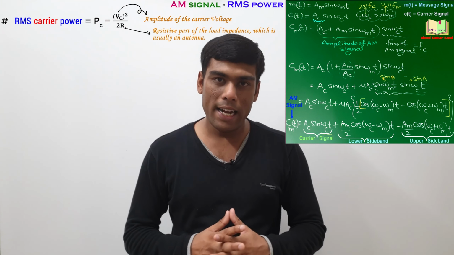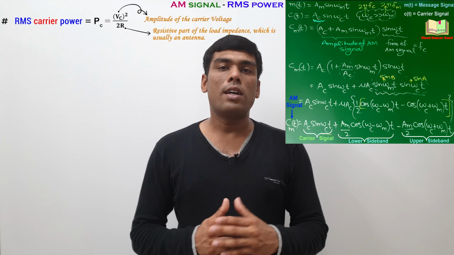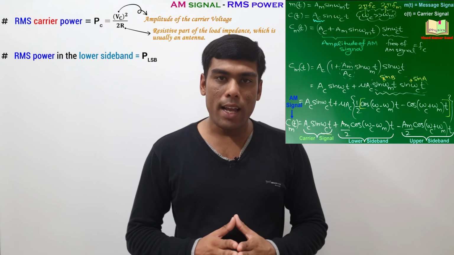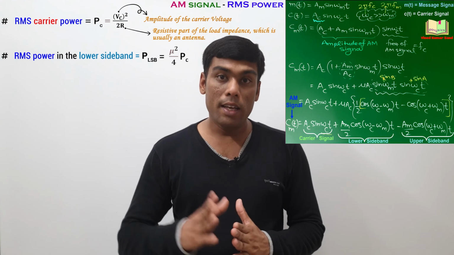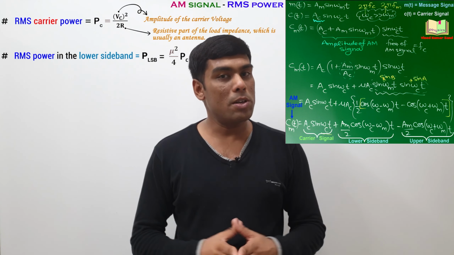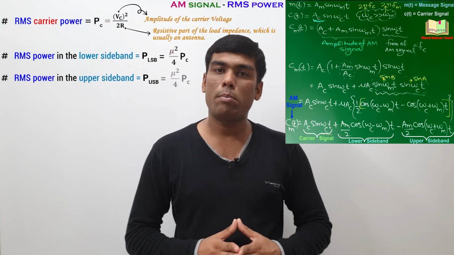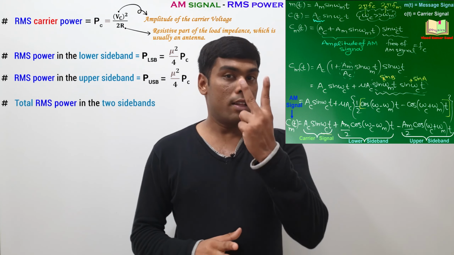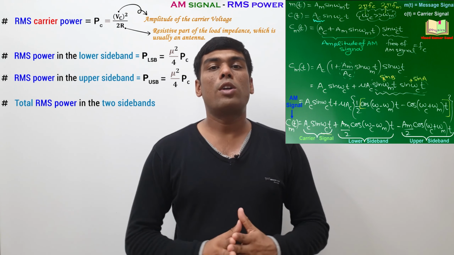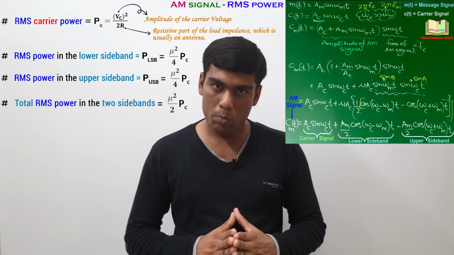usually which is antenna. Now the power in the lower sideband is equal to mu square by 4 PC, as well as the power in the upper sideband is also mu square by 4 PC. Got it? So the total power in the two sidebands is equal to mu square by 2 PC.